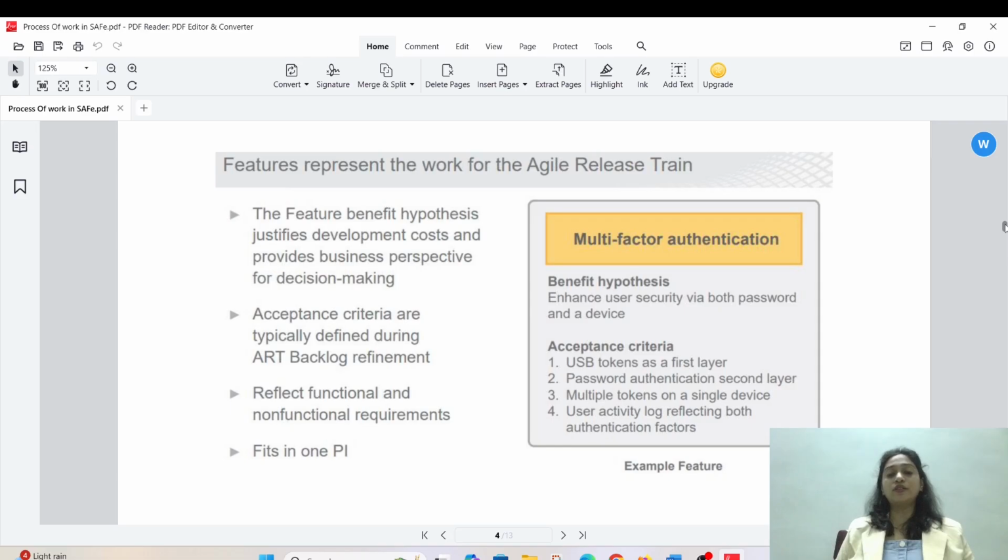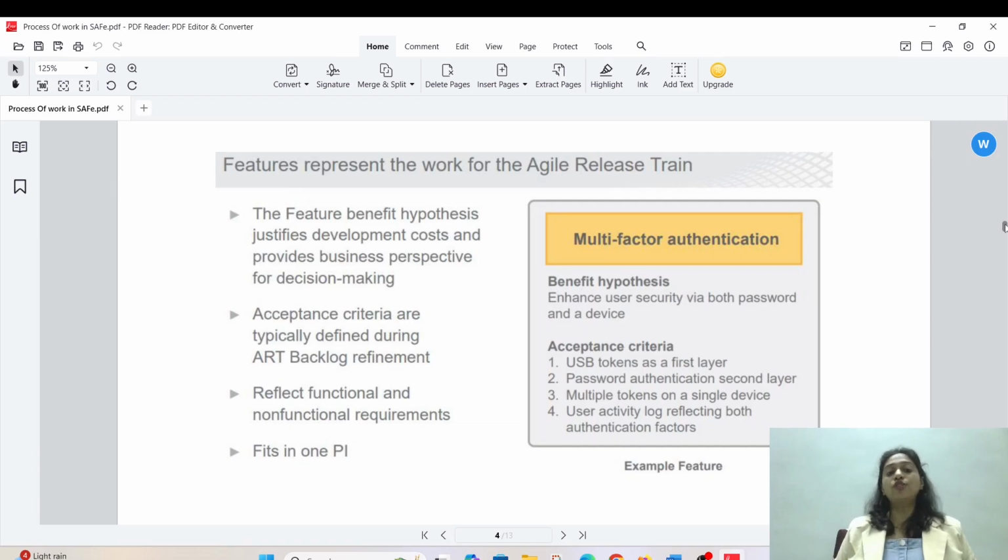So we need multi-factor authentication as well. What are the benefits hypothesis of that? It enhances user security via both password and the device. Okay, so what would be the acceptance criteria? This is an example of a feature. You can see it's one of the user stories. The acceptance criteria should be like this: USB token as a first layer, then the password authentication, multiple tokens on a single device, then the user activity log reflecting both authentication factors. Okay, this should be the acceptance criteria for this story. This is an example of one of the user stories.